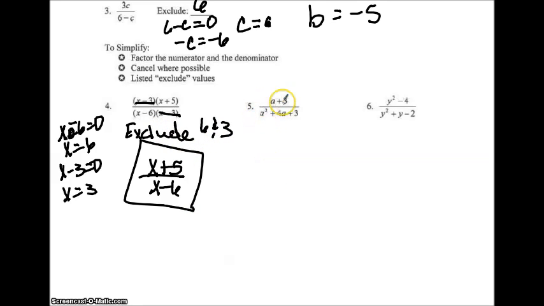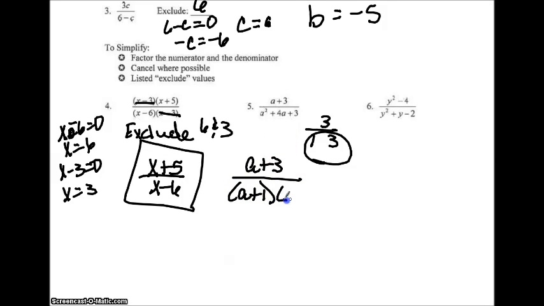On number 5, at the top, you're good. At the bottom, you have a trinomial. You can't forget how to factor. Okay, you've got to remember these rules. So we're going to find the factors of 3, 1 and 3. Signs are the same. They're all going to be positive, and they have to equal 4. So my a plus 3 on the top stays the same, and the bottom becomes a plus 1 and a plus 3. So my a plus 3s are going to cancel.